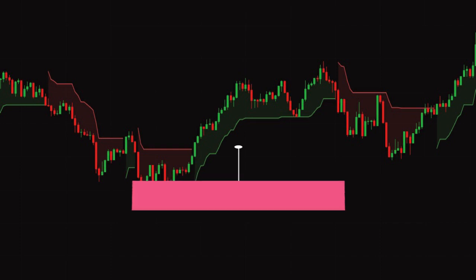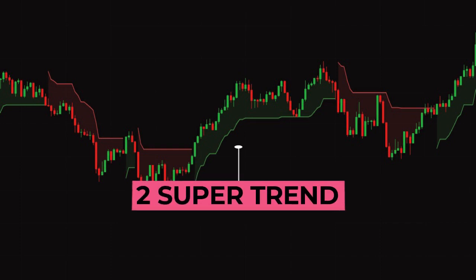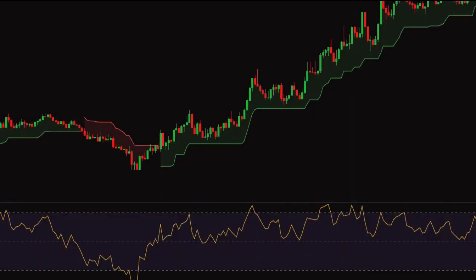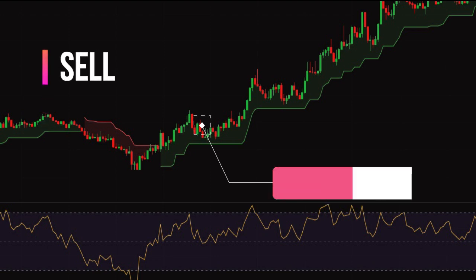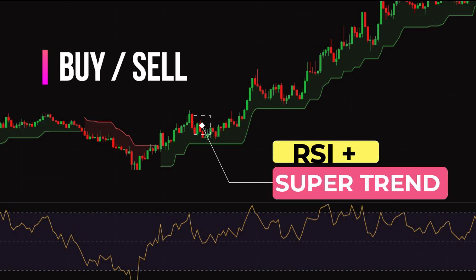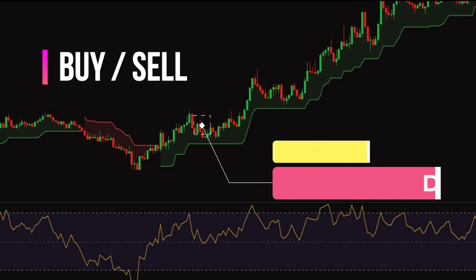We can use two Supertrends in the same chart with different settings, which will give more accurate results, but instead of using the same indicator twice, we will add RSI along with it. So, we can get buying and selling indications with two different indicators. As you can see here, we have added RSI along with the Supertrend indicator.